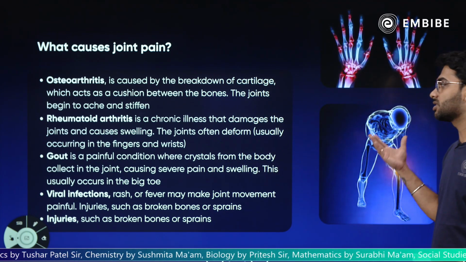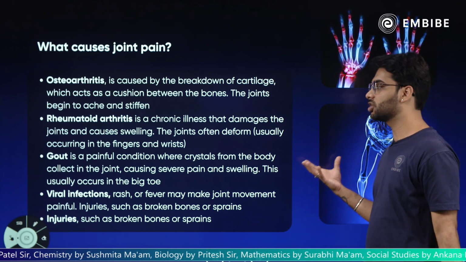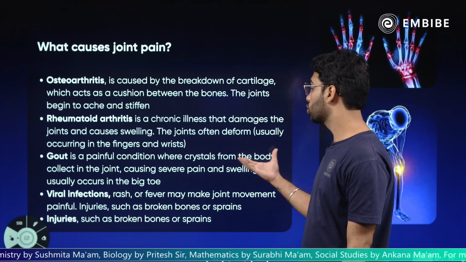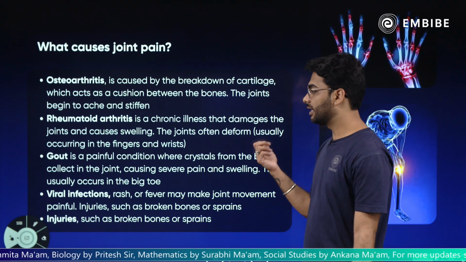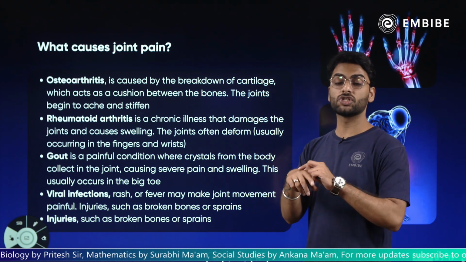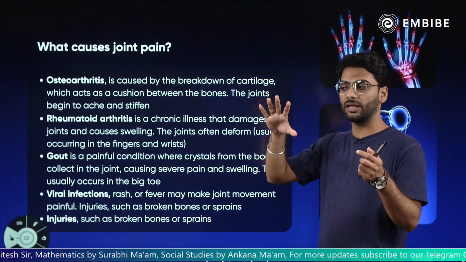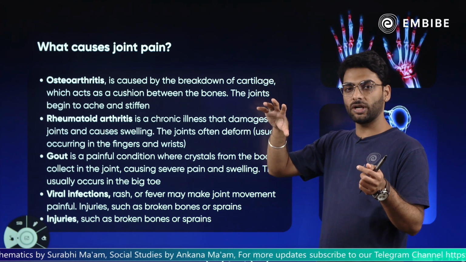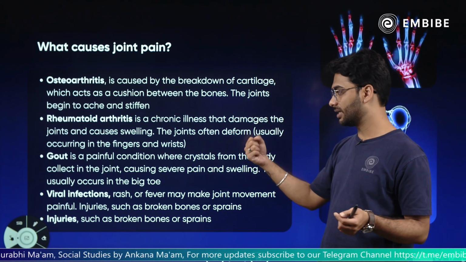Rheumatoid arthritis is a chronic illness that damages the joint and causes swelling. The joint often deforms. It occurs in the fingers and the wrist. The joint becomes deformed and the person is not able to move. The person is not able to bend the fingers or the wrist.